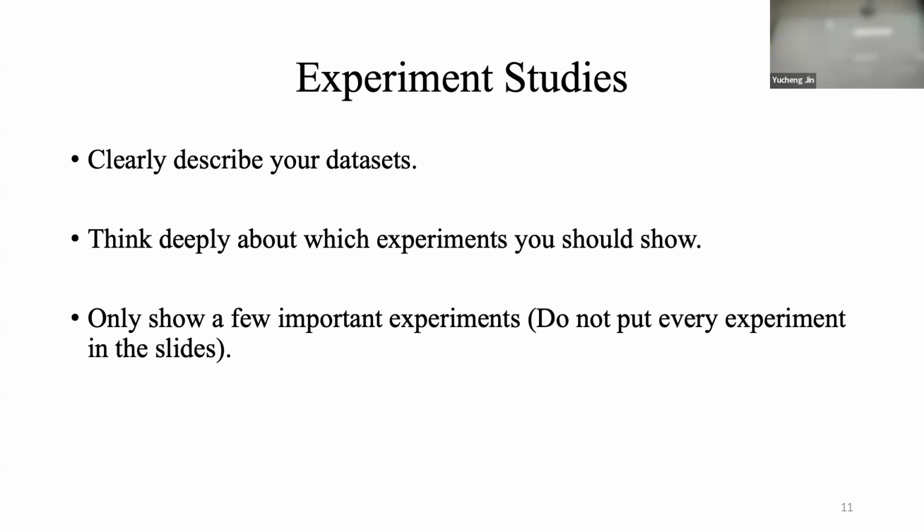You need to fix one variable. You have to think of what experiments you want to show, and maybe you want to vary this relative error, then you will choose maybe 0.01, 0.03, then you choose different variables, then you can show the experiments. And you only show a few important experiments in the slide.